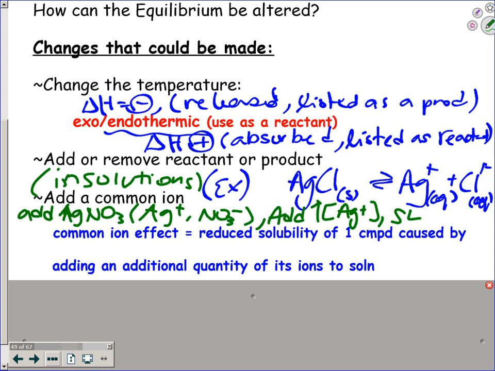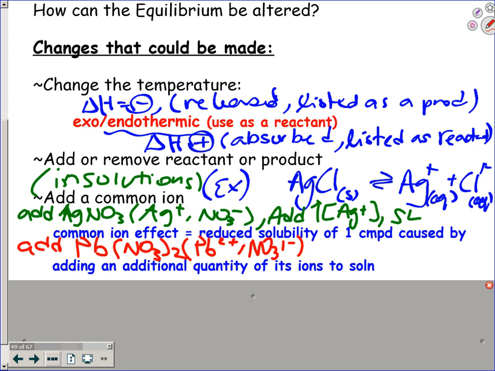A second example, I'm going to write in a different color here, is if I add lead(II) nitrate. So what am I actually adding in that aqueous solution? What two things? Lead what? Lead 2 plus and nitrate, right? All right, do you see lead 2 plus in my equilibrium? No. Do you see nitrate in my equilibrium? No. So at first we're like, no shift, right? Doesn't have anything to do with equilibrium. There's no common ion.